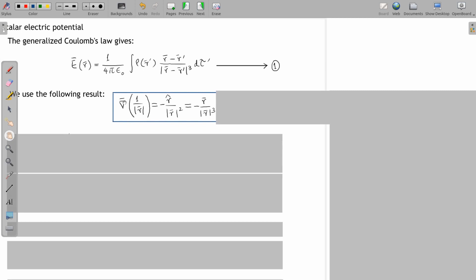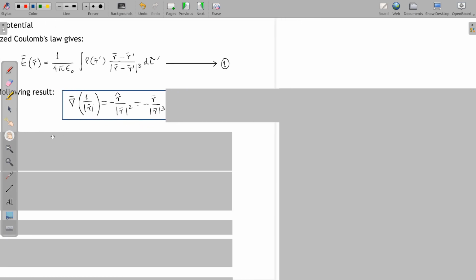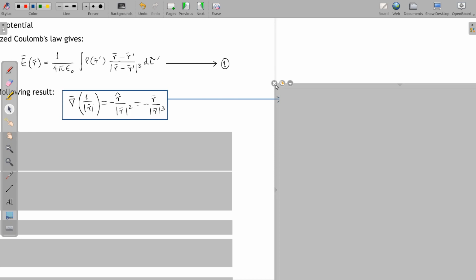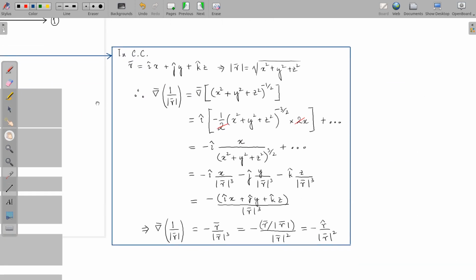So how do we get this? This is one of the exercise problems given in Griffiths. If you are interested, I'll quickly walk you through how we obtain this. Let's consider Cartesian coordinates. In Cartesian coordinates the position vector r is equal to i cap into x plus j cap into y plus k cap into z, which gives the modulus r equal to the square root of x square plus y square plus z square.